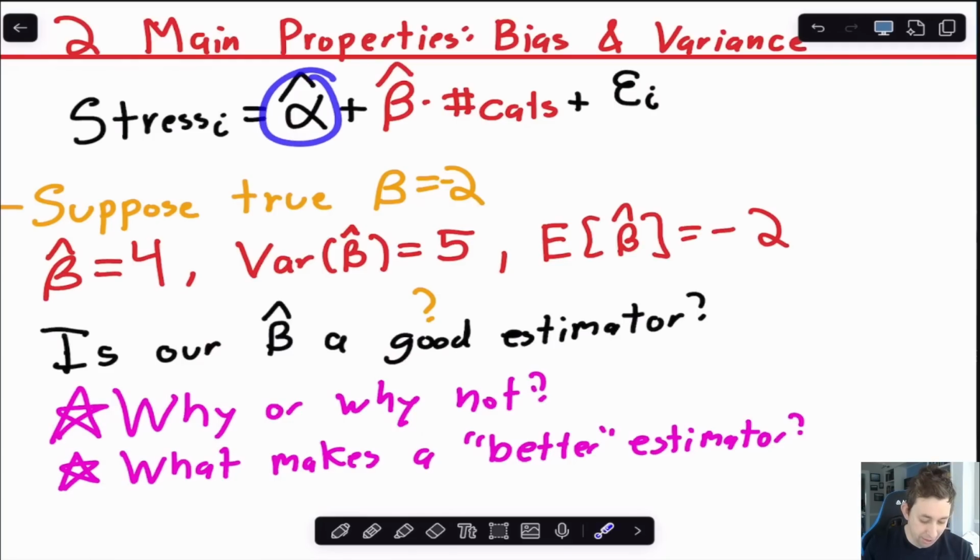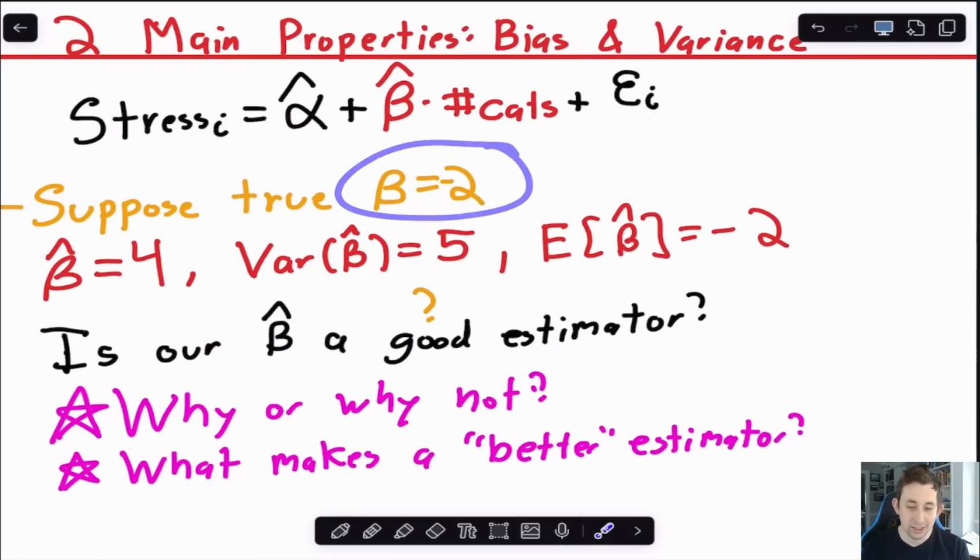I'm going to get an alpha hat. I'm going to get a beta hat. And suppose that I knew what the true impact of having an additional cat on your stress level was. I don't know how I know that, but suppose that I just have this crystal ball and I can tell what the true effect is. And suppose that the true effect is -2. So our true beta is -2.